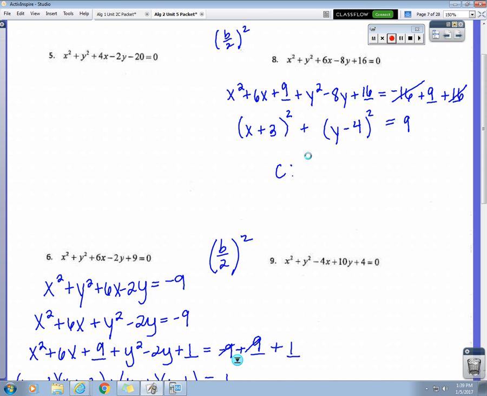So what is the center? Right, and what is the radius? 3, because the square root of 9 is 3. Go ahead and try number 10, and then we're moving on.